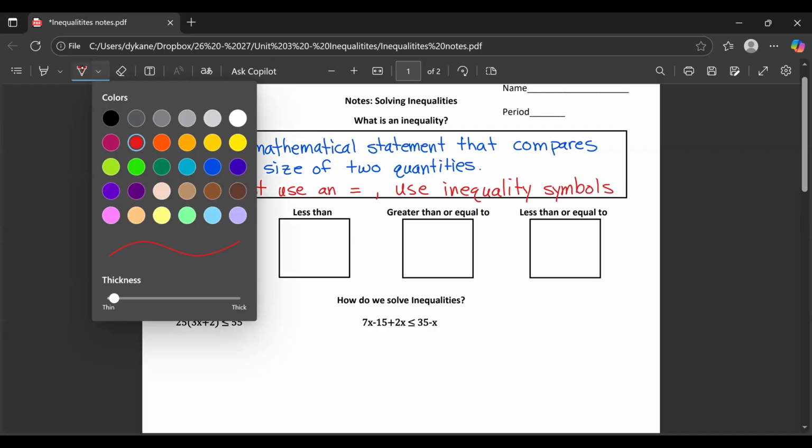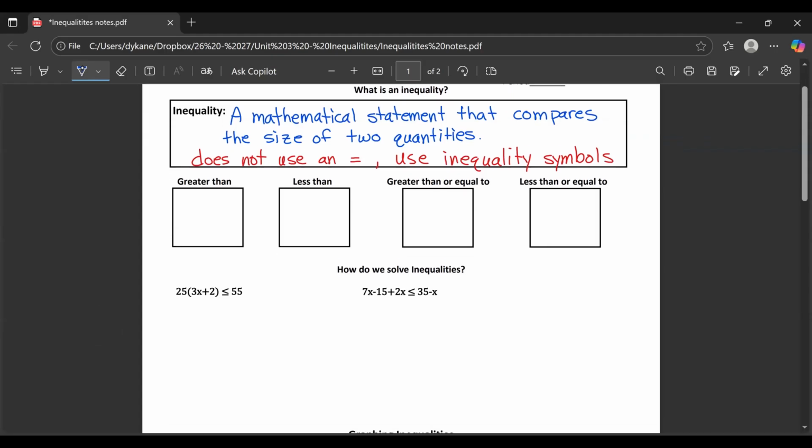Okay, and we have four inequality symbols that we use and we need to know. So we have greater than, we have less than, and then we have little combination ones. So greater than or equal to, and then we have less than or equal to. Okay, so those are the four inequality symbols that we're going to use to compare quantities.